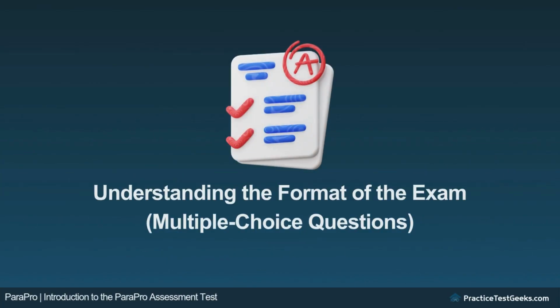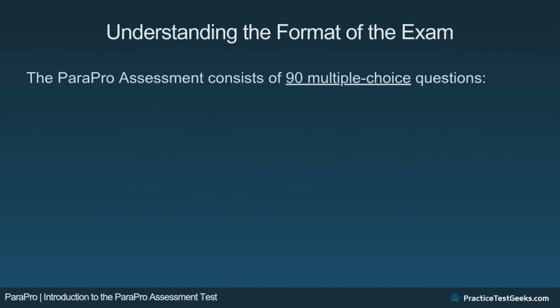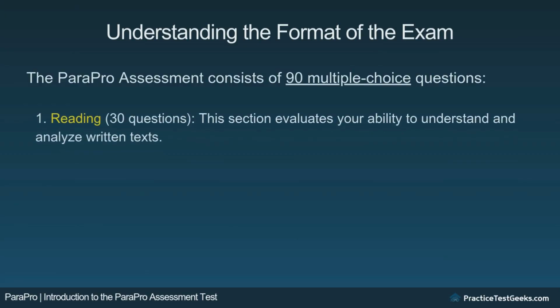Understanding the format of the exam, multiple choice questions. The ParaPro assessment consists of 90 multiple-choice questions, which are divided into three key content areas. 1. Reading, 30 questions. This section evaluates your ability to understand and analyze written texts. It tests skills such as identifying main ideas, drawing conclusions, and understanding vocabulary in context.